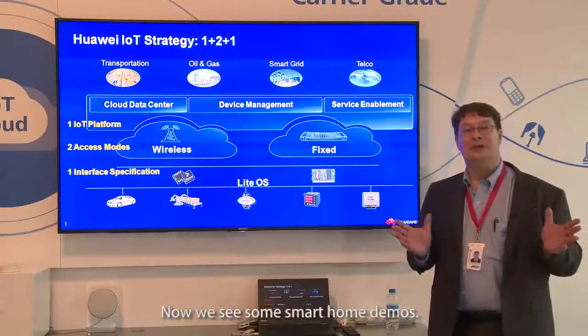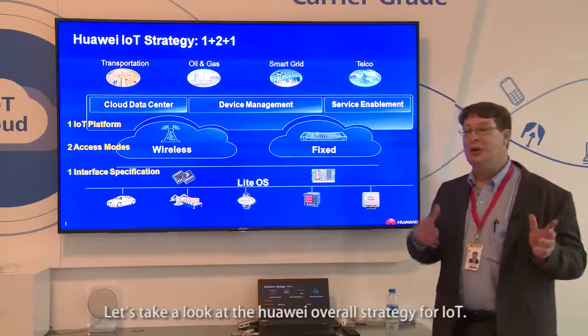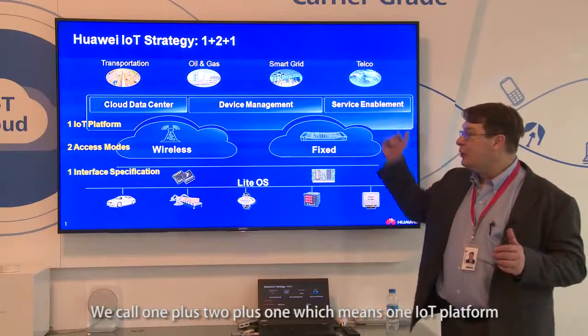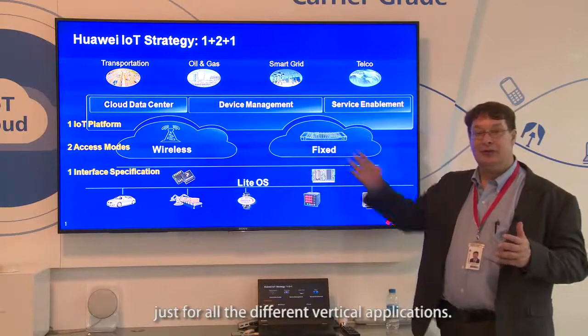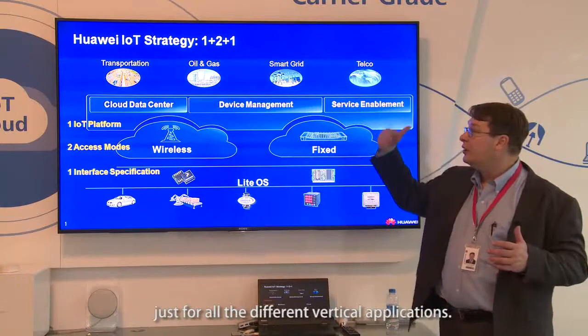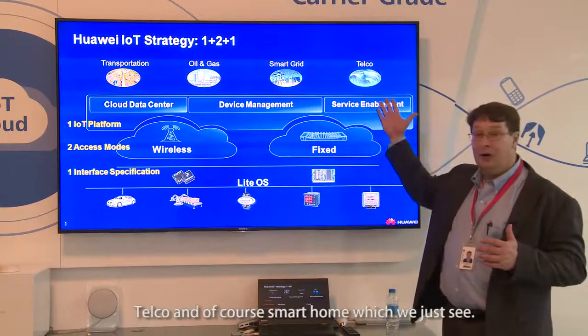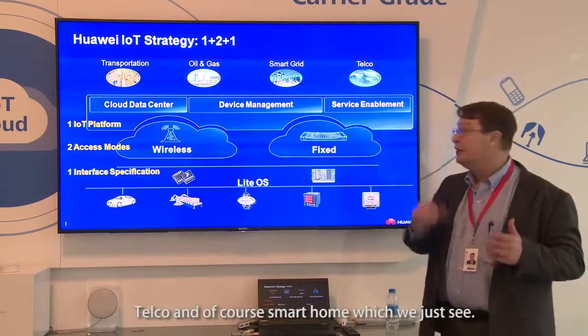Now that we've seen some of these smart home demos, let's take a look at the Huawei overall strategy for IoT. We call it 1 + 2 + 1, which means one IoT platform to support all the different vertical applications like transportation, oil and gas, smart grid, telco, and of course smart home, which we've just seen.